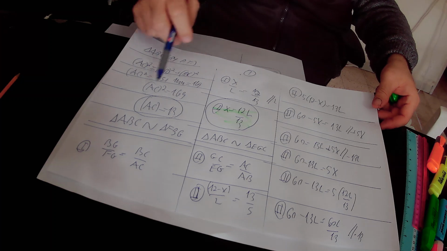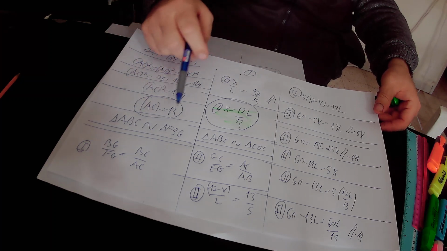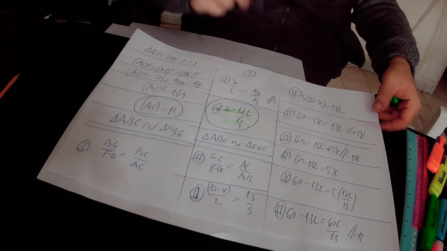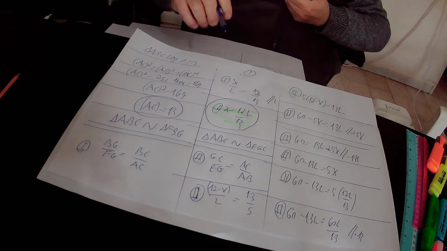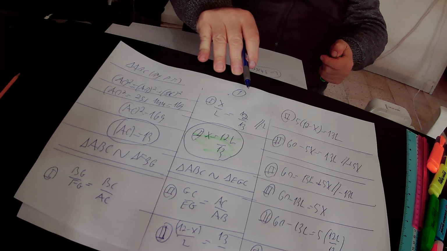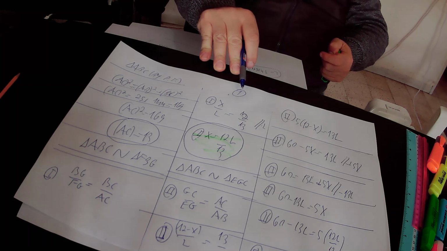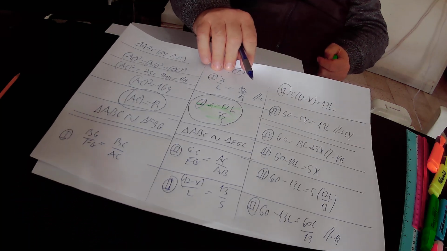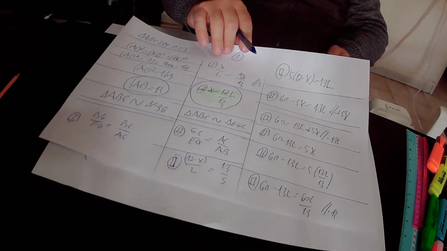BG is x, FG is L, BC is 12, and AC is 13. So in conclusion, according to equation 1, x over L equals 12 over 13. Here we multiply this equation 1 by L, and finally find that x equals 12L over 13. So according to equation 1, x equals 12L over 13.